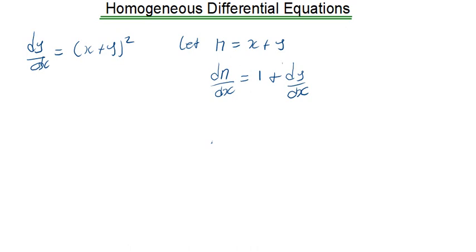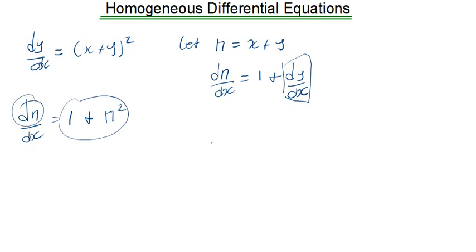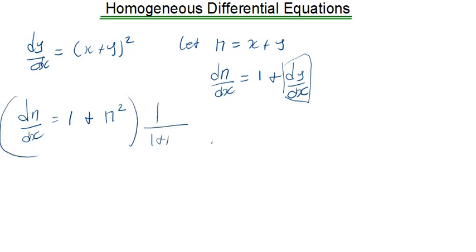Where you have your dy/dx, you can write dn/dx equals 1 plus dy/dx, but again I will not write it in terms of x plus y. You can allow yourself some manipulation, but the key thing to remember is not to change the meaning. So I have dn/dx equals 1 plus n squared, which is easy to use with separation of variables. I multiply both sides by 1 over 1 plus n squared, and also by dx.